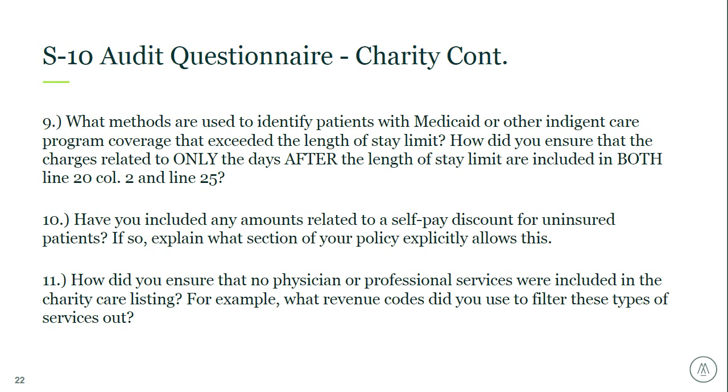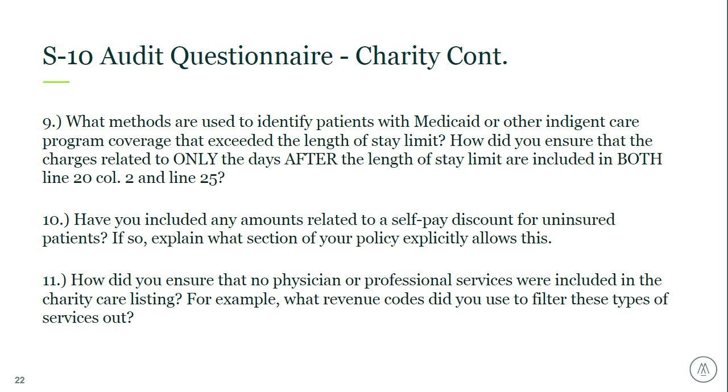Have you included any amounts related to self-pay discounts for uninsured patients? I think it's interesting they single this one type of discount out, but probably not totally surprising, as we see a lot of issues with this type of discount in audit. All discounts claimed on S-10, including self-pay discounts, must be included in a written financial assistance policy. We have seen where patient financial systems automatically write off a portion of the charges once the patient is deemed uninsured in the system. However, there's no written policy that explains this discount.